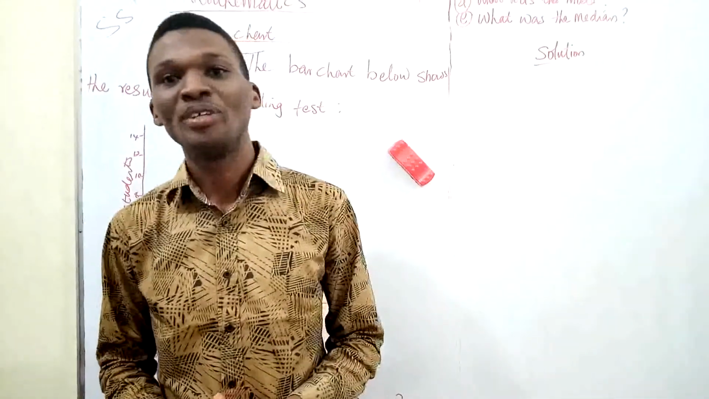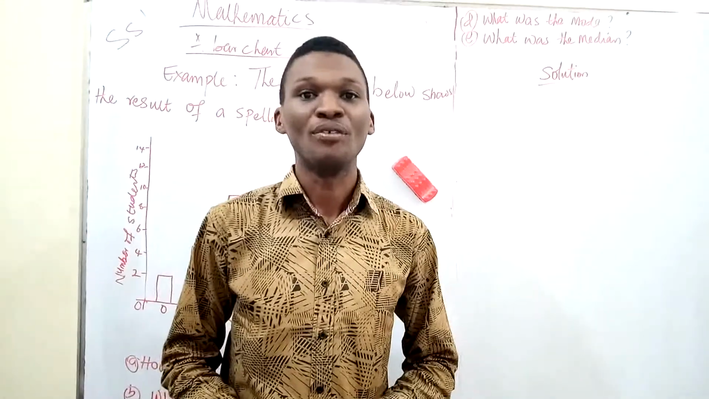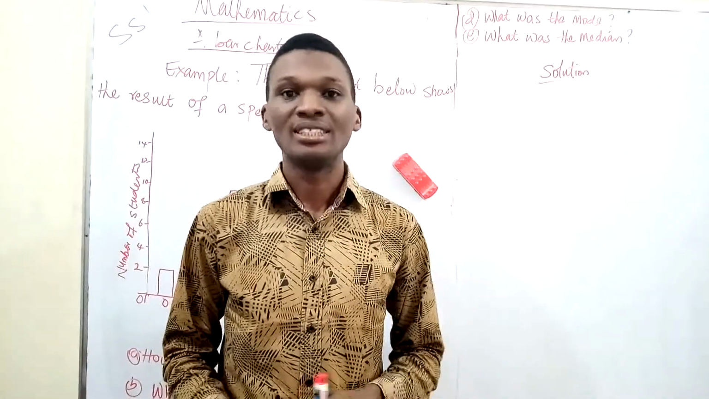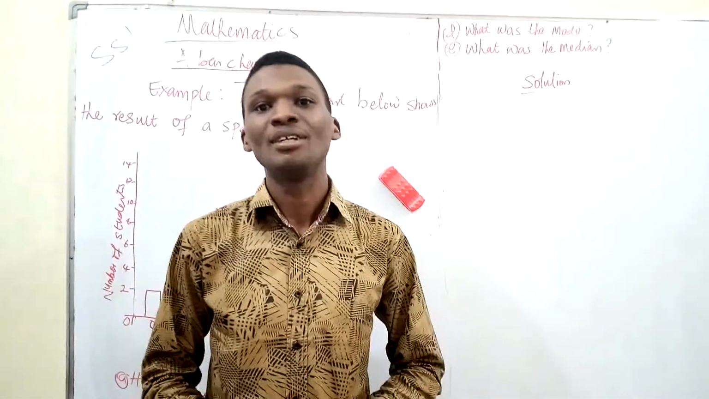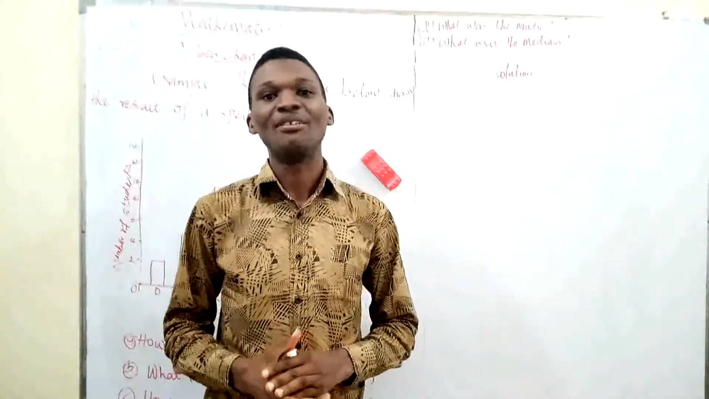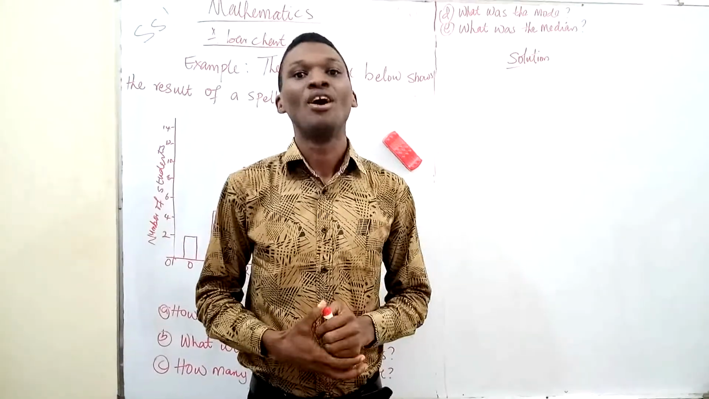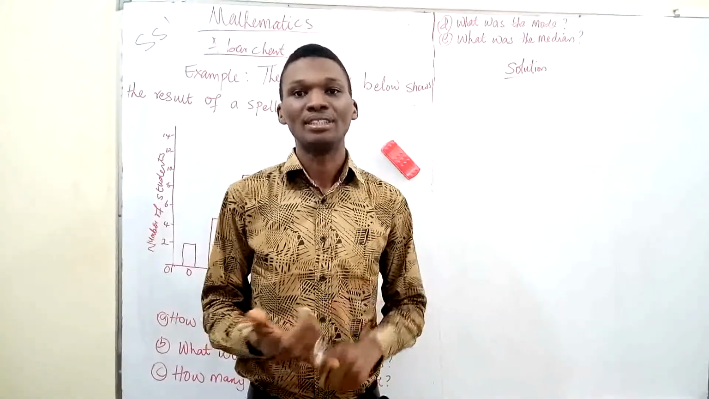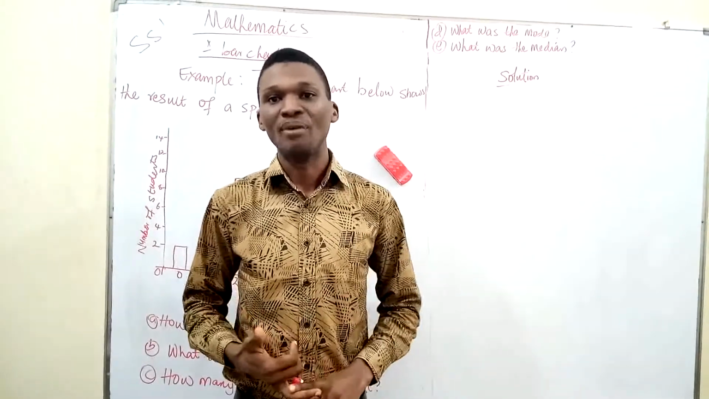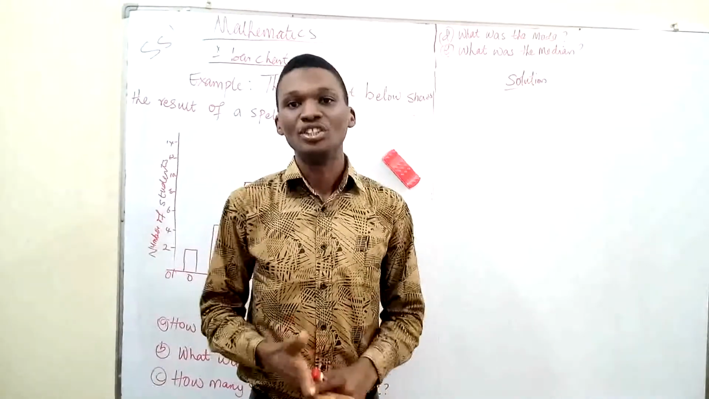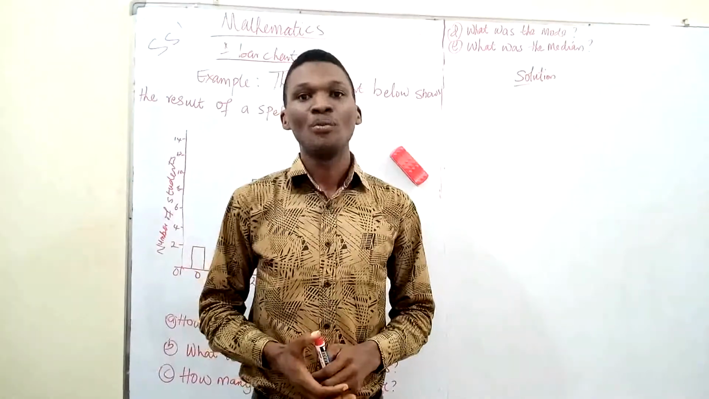Last week we started the topic statistics, and we looked at the meaning of statistics and the various methods of data presentation. We say statistics is the branch of science that is concerned with collecting, organizing, presenting, and analyzing data for a given task. We also looked at the frequency distribution table, bar charts, pie charts, histogram, and the frequency polygon. Today we will continue from where we stopped.